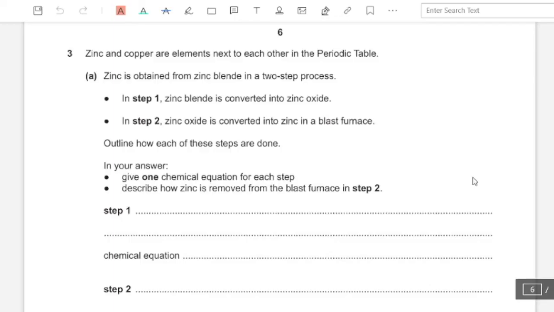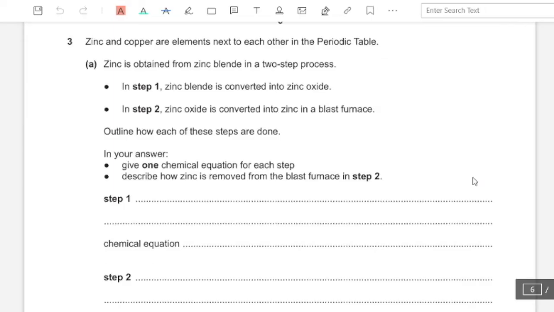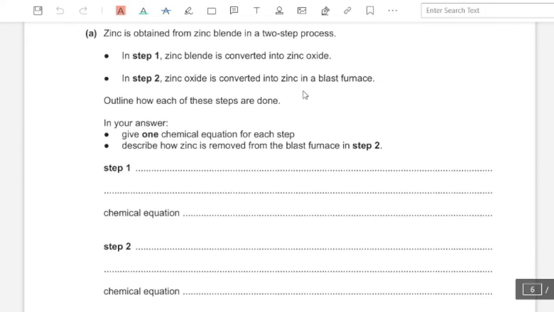Question number 3. Zinc and copper are elements next to each other in the periodic table. A. Zinc is obtained from zinc blend in a two-step process. In step 1, zinc blend is converted into zinc oxide. In step 2, zinc oxide is converted into zinc in a blast furnace. Outline how each of these steps are done. In your answer, give one chemical equation for each step. Describe how zinc is removed from the blast furnace in step 2.